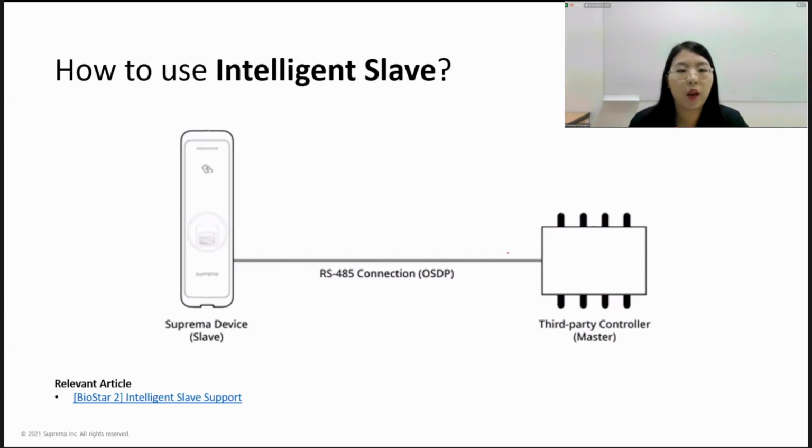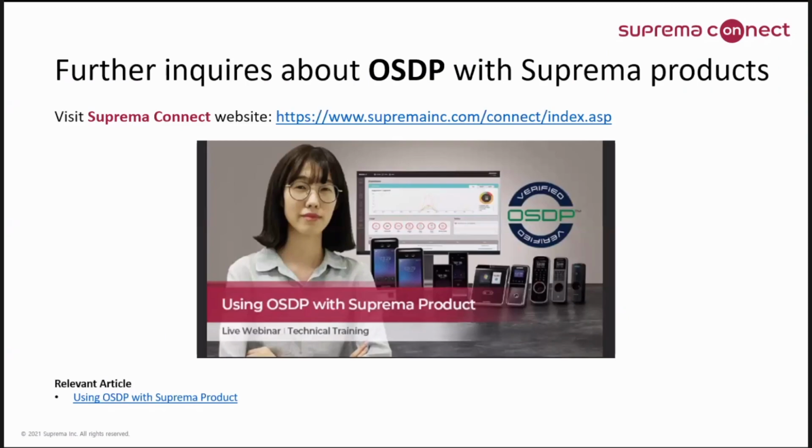The final step is to connect your device with the third-party ACU through RS485 and check the operation. If you'd like to learn more about the OSDP technology of Suprema products, please check Kate's OSDP technology webinar on the Suprema Connect page after today's session.